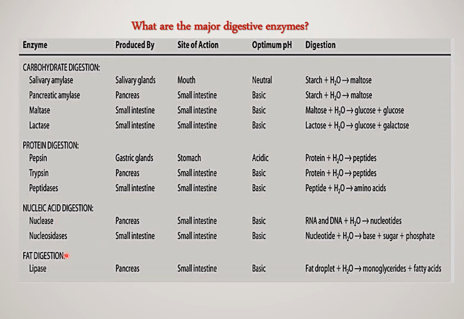The fat digestion is carried out by the enzyme lipase, which is a very important enzyme produced by the pancreas, and the site of its action is the small intestine. So it converts the fat consumed by all of us to give rise to monoglycerides and fatty acids. So these are some of the digestive enzymes which you, students of biology, would have learnt in detail in your biology classes.